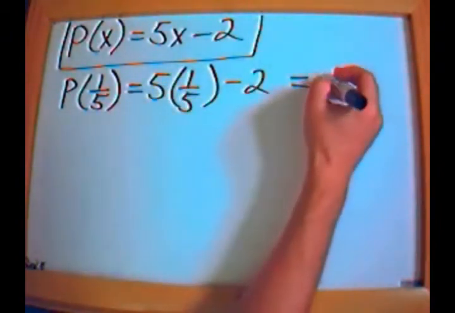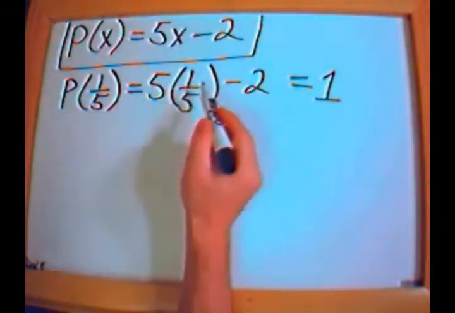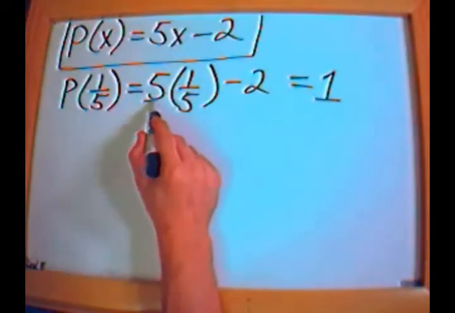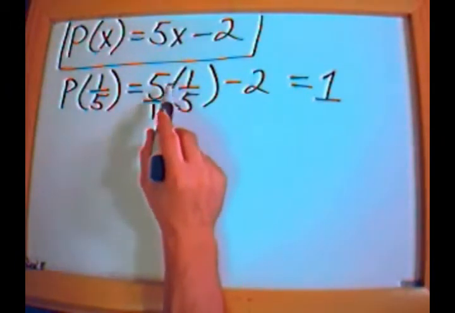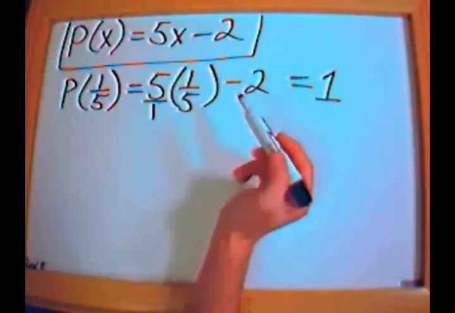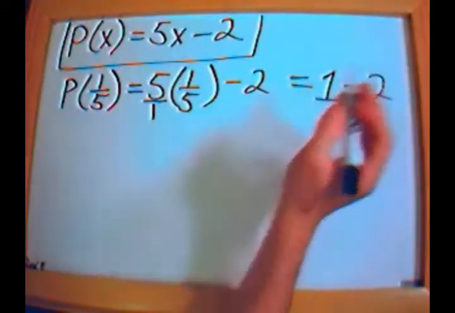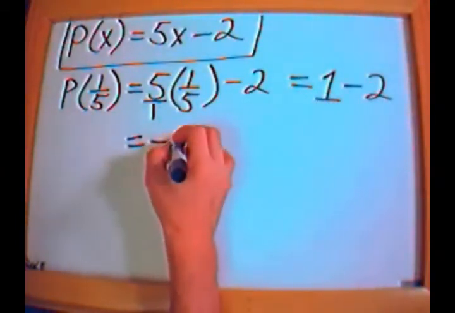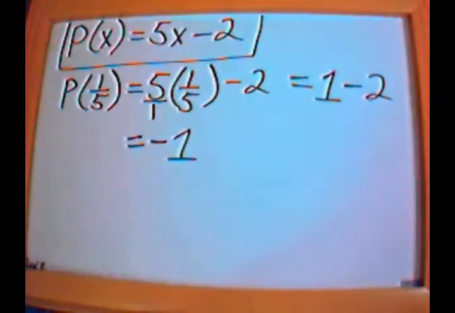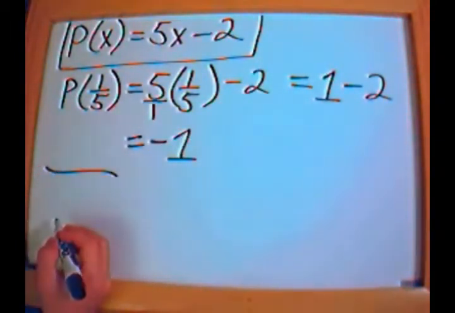5 times 1 over 5 is simply 1, which, if you want to think of it a different way, this is sort of 5 over 1. This is a fraction, and these 5's cancel out, so this is 1 minus 2. 1 minus 2 is negative 1. So that's the answer to that.